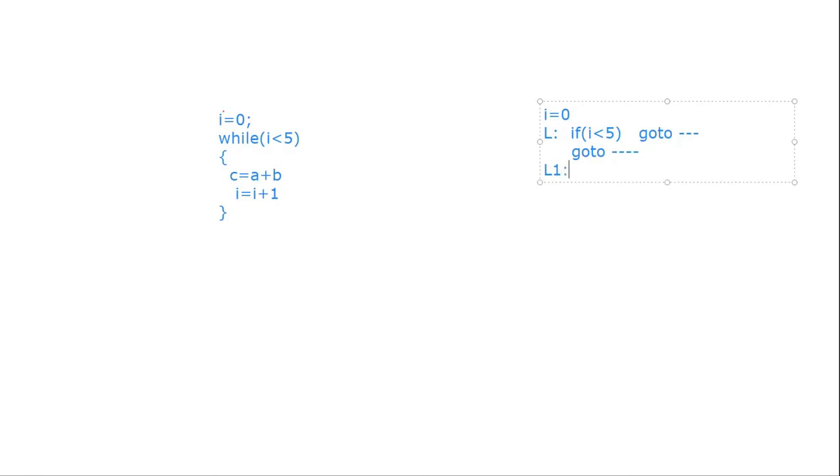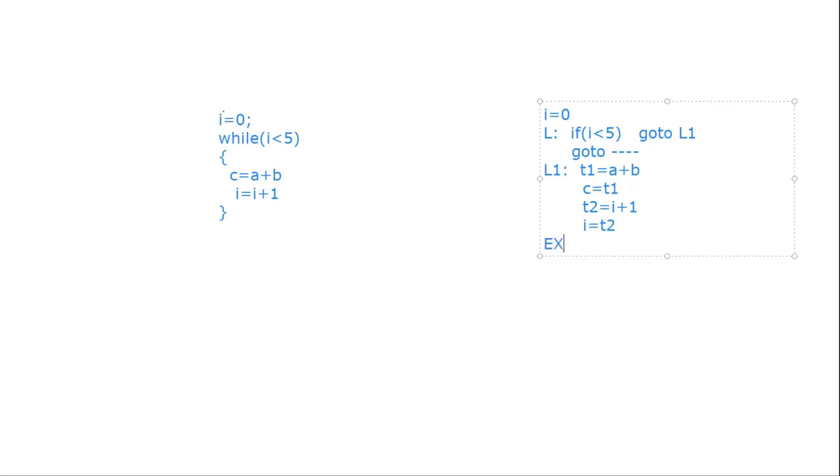So I'm making a label L1 where I'm going to perform C is equal to A plus B and I is equal to I plus 1. If the condition is true, where to jump? At L1. Now at L1, I've written T1 is equal to A plus B and C is equal to T1. These two statements will complete C is equal to A plus B in three address code. Now in a similar way, T2 is equal to I plus 1 and I is equal to T2. So this will complete I is equal to I plus 1.